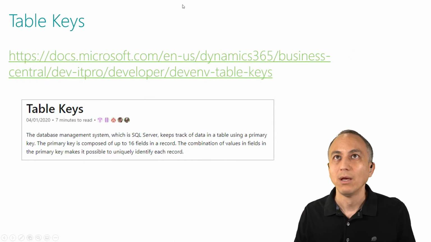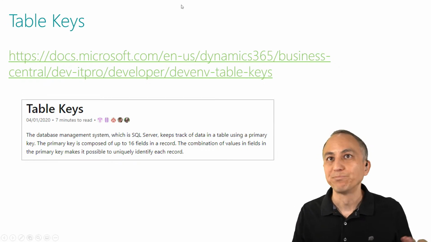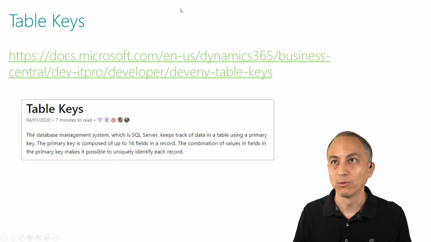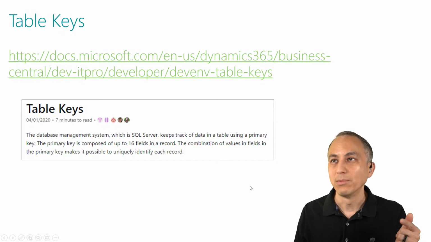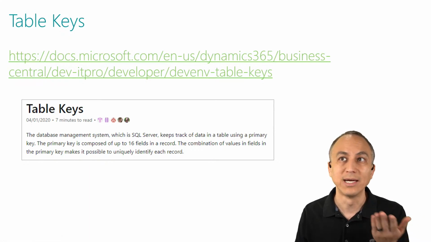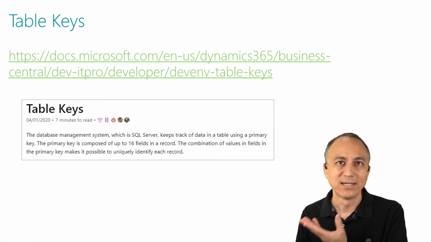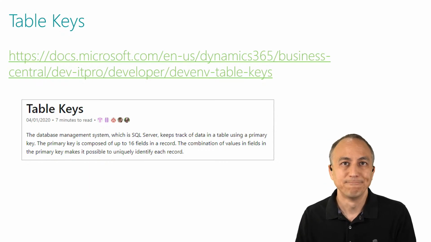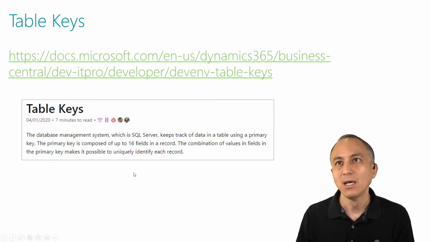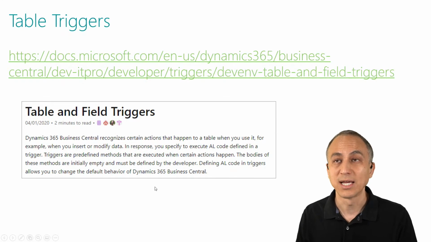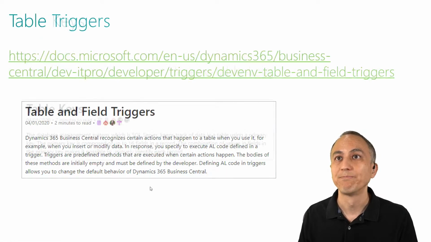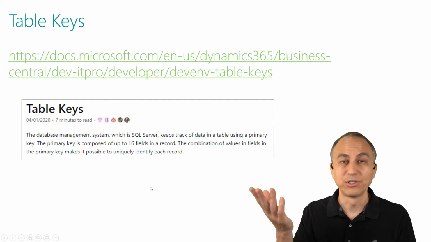Very cool. Table keys. Database management system, which SQL Server uses a primary key composed of up to 16 fields in a record. Combination of values in fields in the primary key makes it possible to uniquely identify each record. So pretty standard business application database index primary key type thing. I wouldn't recommend doing 16 fields in a key. That's pretty scary for performance reasons. But that's your limitation.